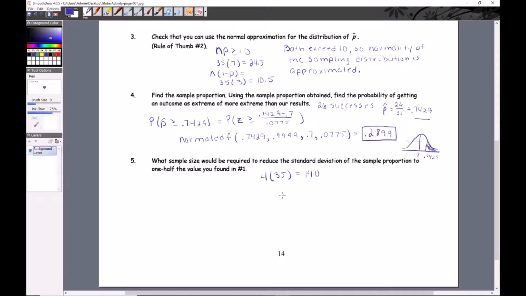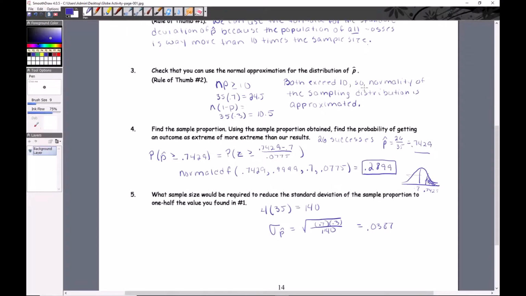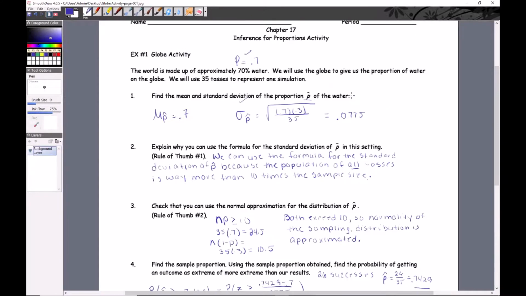And that's really all the problem asks for, but let's just go ahead for grins and calculate that sampling distribution standard deviation with that bigger sample size. So this would be 0.7 times 0.3 over 140, take the square root, and in fact you do get 0.0387, which is 1/2 of what we got up here. All right? So that's basically the globe activity.